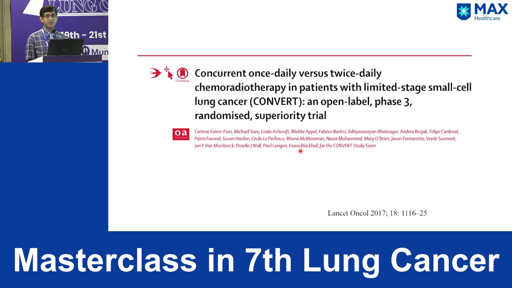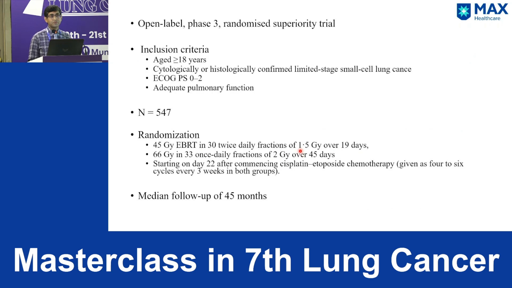And this is the landmark study CONVERT, which compared 2 fractions per day versus a single fraction per day. The trial protocol was 45 gray with 1.5 gray BID over 3 weeks. So you give 1.5 gray morning and evening, 5 days a week, and in 3 weeks you are delivering 45 gray. The other arm was standard 66 gray in 33 fractions, delivering 2 gray per fraction. And all the patients received concurrent chemoradiation with cisplatin and etoposide.